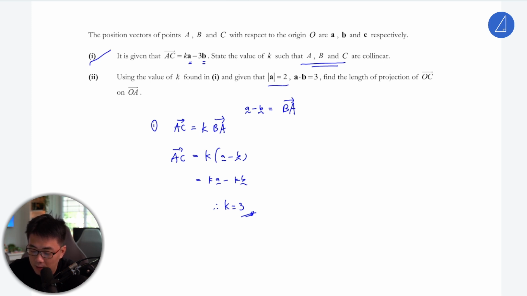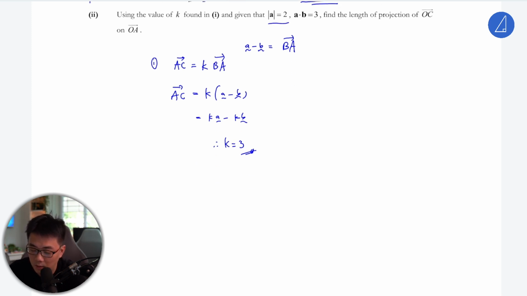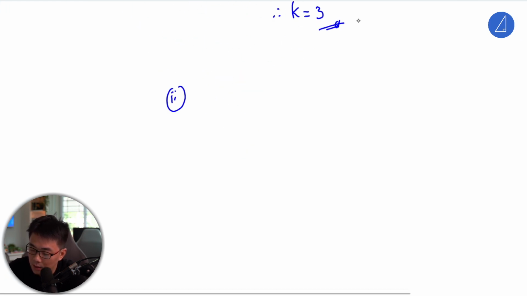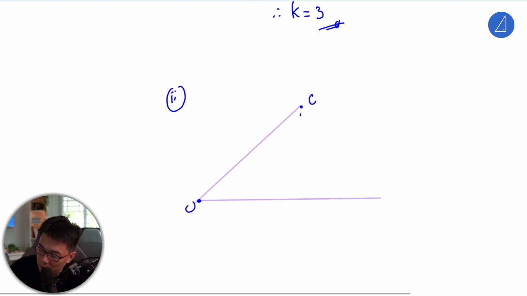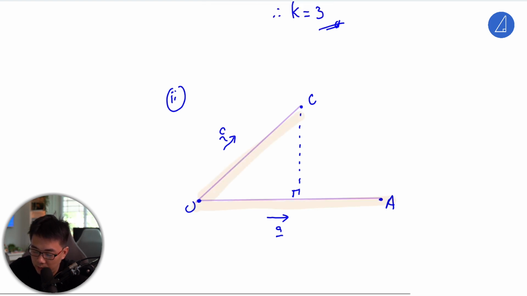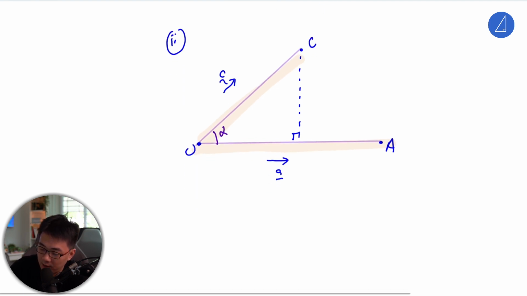Given the value of k found in part 1, and we are given the modulus of A is 2 and A dot B is 3, find the length of projection of OC on OA. Okay, great. So OC on OA. This is C, this is O. When you project it downwards here, this is A. So it shouldn't be an issue if we talk about these two vectors. The angle subtended between them would be here.